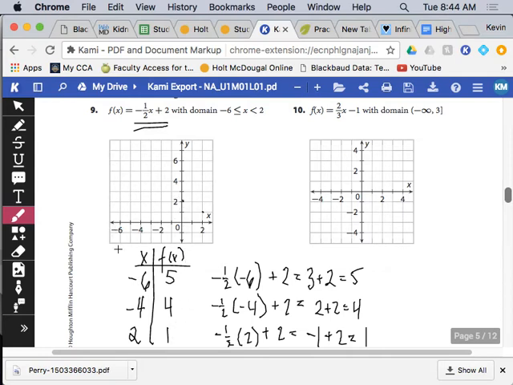Okay, now -6, 5. Is that going to be an open or closed point, class? Closed. Why, class? Because it's inclusive. Very good. -4, 4. And 2, 1. Now, is 2, 1 inclusive or exclusive, class? Exclusive. So I'm going to draw an open point. There you go. Connect them with a line, and I've graphed a function on the restricted domain.